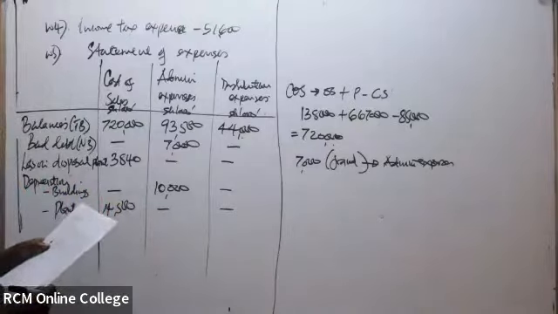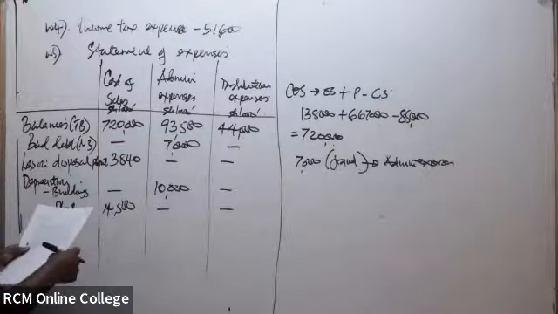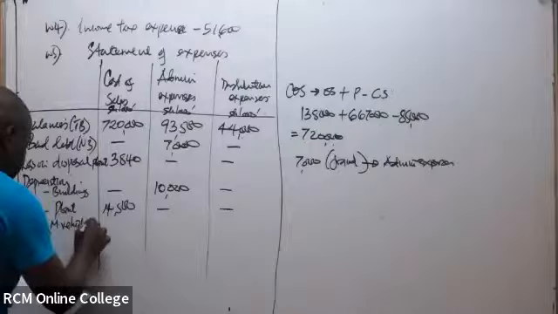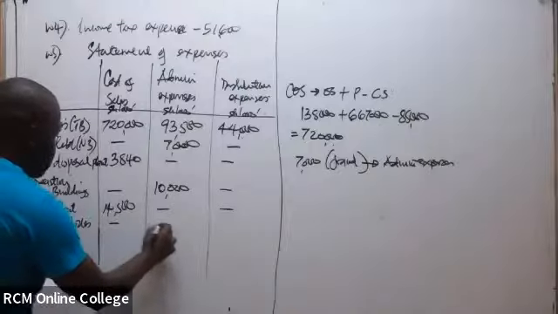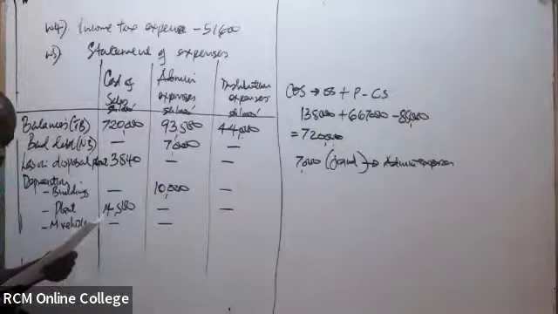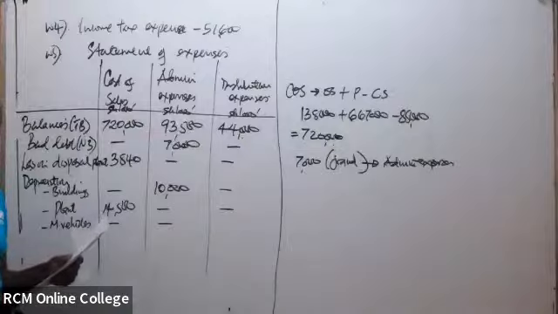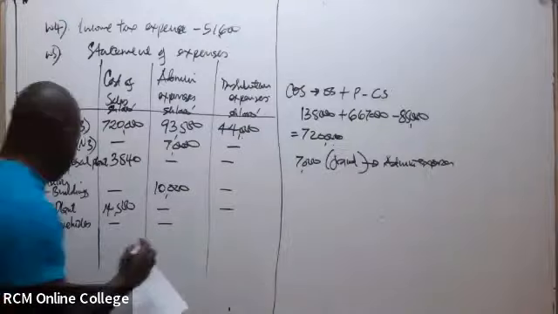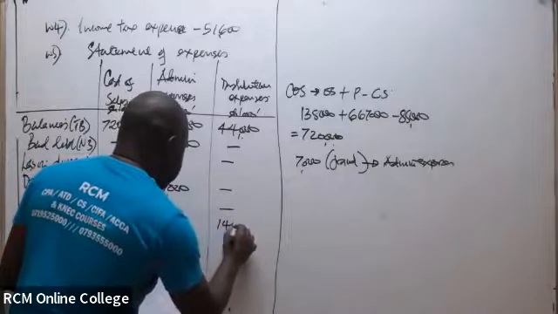Then motor vehicles will go to distribution. Motor vehicles was how much? It was 14 million.